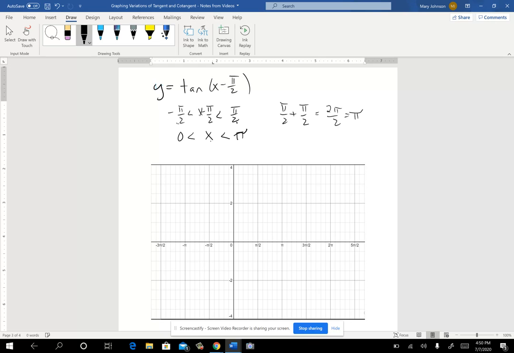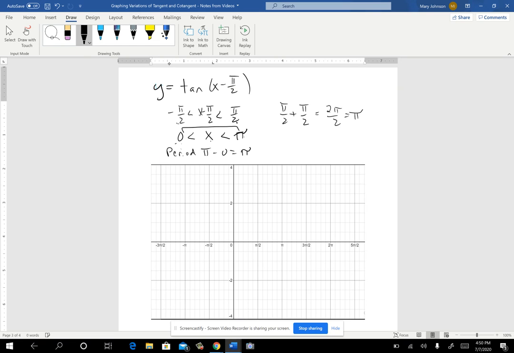Okay, so 0 is less than x is less than pi, helps us to know our starting and our ending point. Okay, so tangent, usually everything happens from -pi/2 to pi/2. Okay, the usual period is pi. All right, well, if you'll notice, the period is still pi. This is the starting, this is the ending point, so that is still pi.